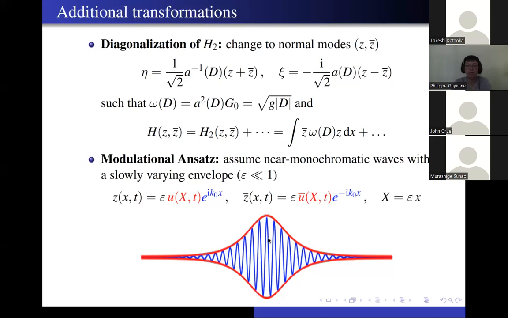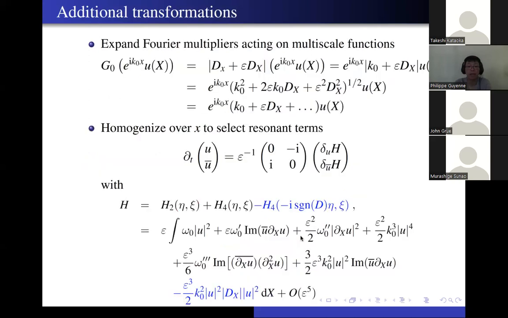So the fast oscillations are in blue. They're given by k0, the carrier wave number. And then the slow modulation in red is determined by your function u. So epsilon, the small parameter here, you can think of it as either the wave steepness or the bandwidth related to the slow modulations. So there are two separate length scales in this problem, big X and little x. So therefore you need to deal with that in your perturbation calculations. So this is to give you an example on how G0 would act on such functions.